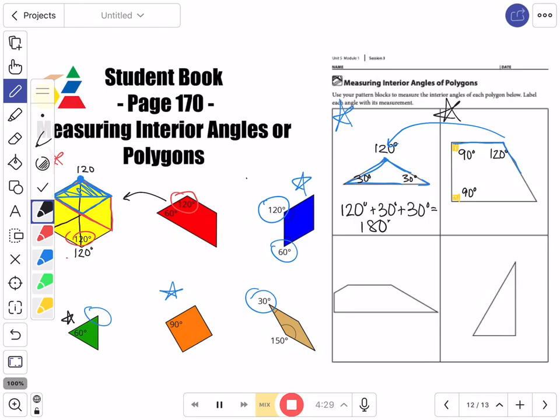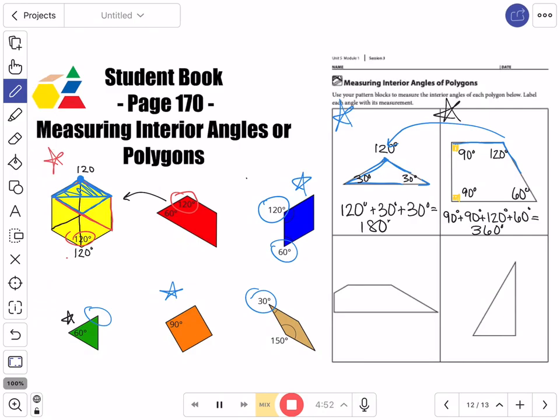All right, so thinking about this for a minute, I have 120 plus 90 plus 90, or I could think about it this way, 120 plus 180. That, my friends, is 300. I only need 60 more, which means that the measurement of this angle right here is 60. So 90 plus 90 plus 120 plus 60, that equals 360 degrees, because all quadrilaterals add up to 360, okay? All right, now let's take a look at this next one here.